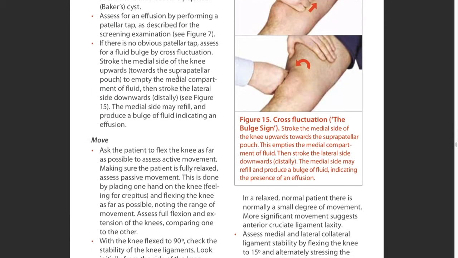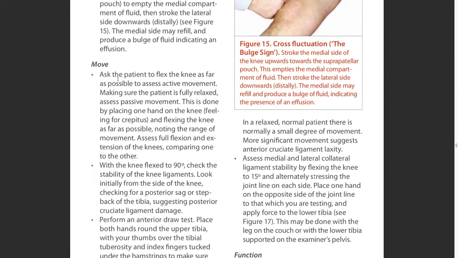Okay, we're done with look and feel. Now we're going to move. Ask the patient to flex the knee as far as possible to assess active movement, making sure the patient is fully relaxed. Assess passive movement. So first you ask them to do it themselves, then you do it passively.